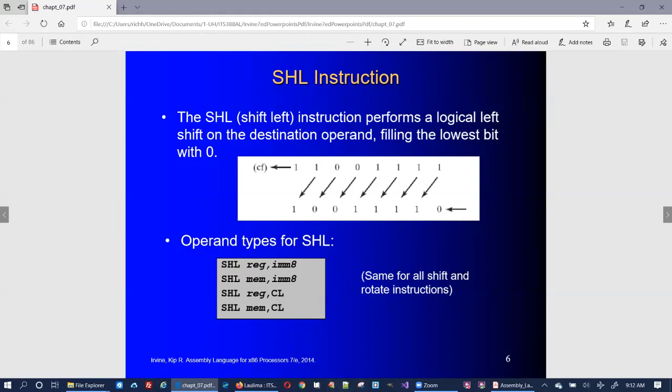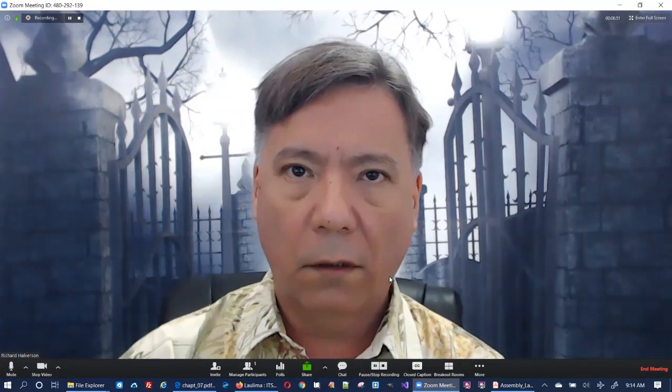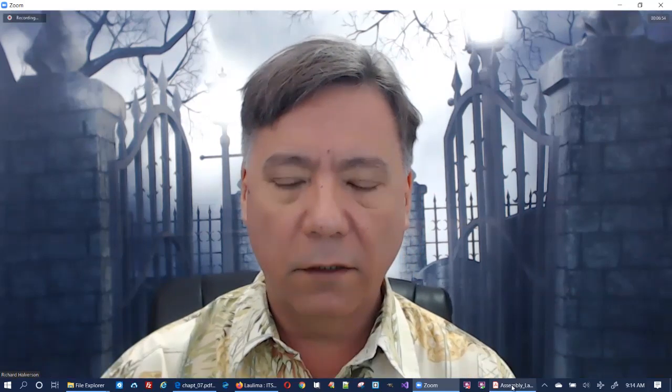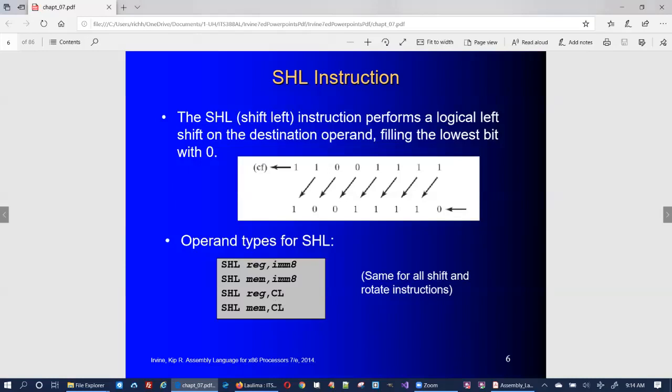Let me find... All right, I just wanted to confirm CL is what I thought. It's the lower half of the C register. It's not CX, it's not AX, it's not AH, it's not AL, it's CL. So you can put the number of bits to shift in the CL register. I've never used that. I just always shift a certain number.